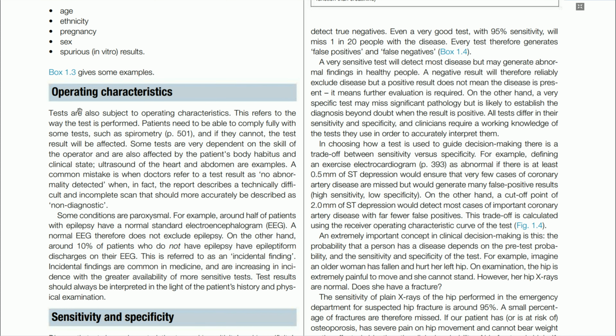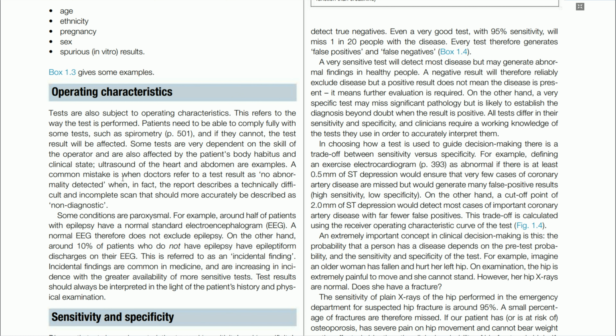Operating characteristics. Tests are also subject to operating characteristics. This refers to the way the test is performed. Patients need to be able to comply fully with some tests, such as spirometry, and if they cannot, the test result will be affected. Some tests are very dependent on the skill of the operator and are also affected by the patient's body habitus and clinical state. Ultrasound of the heart and abdomen are examples.